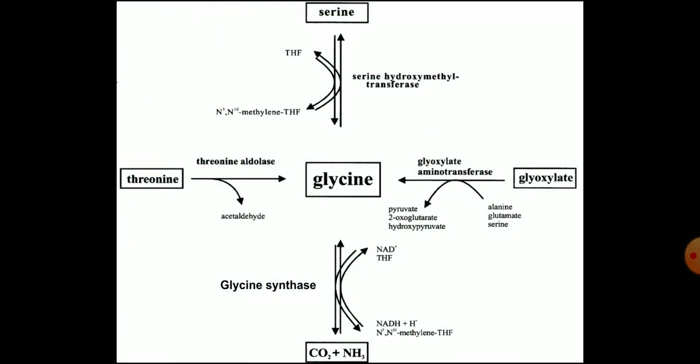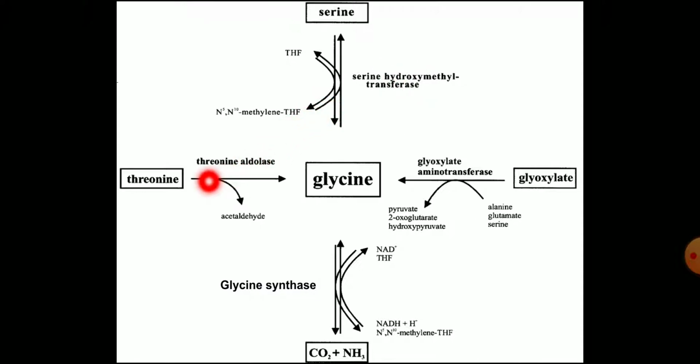So in this flow chart you can see all these. From serine, it is producing glycine by the enzyme serine hydroxymethyl transferase, where the tetrahydrofolic acid will take the beta carbon of the serine, forming N5N10 methylene tetrahydrofolic acid. So the serine alpha carbon is producing the glycine. Serine hydroxymethyl transferase is the enzyme.